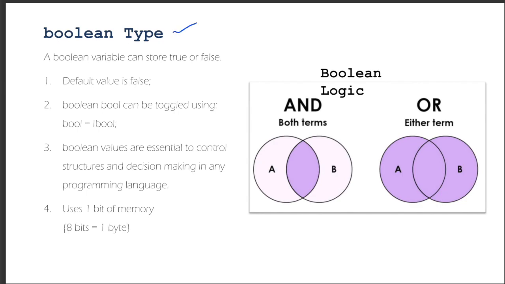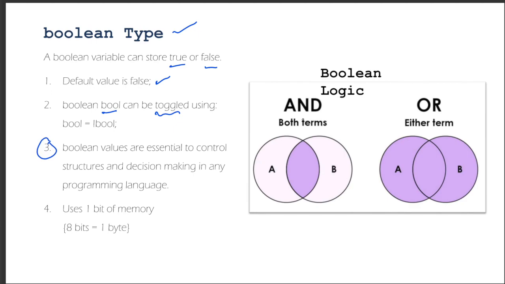So next we have the Boolean type. A Boolean variable can store true or false. The default value for Boolean types is false. A Boolean variable called bool can be toggled using this expression. So we have bool is equal to not bool. That means if bool was storing false, when it is equal to not bool, it would then store true. So this is known as a toggle method.